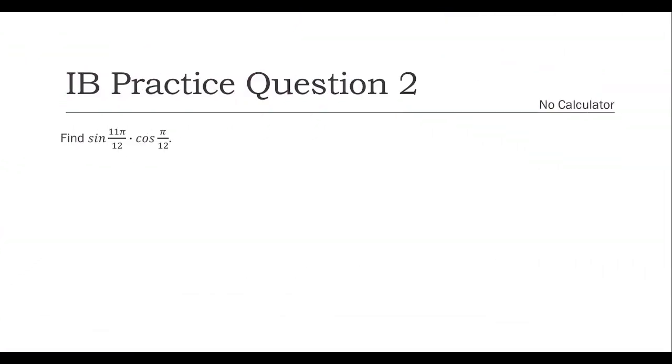Now we have our second IB practice question, which says find the sine of 11 pi over 12 times the cosine of pi over 12. So we're going to want to figure out which two angles can add or subtract together to equal these angles, because we don't know how to do pi over 12 or anything divided by 12 with our hand trick. So 11 pi over 12 on our unit circle is going to be pi over 12 away from pi.